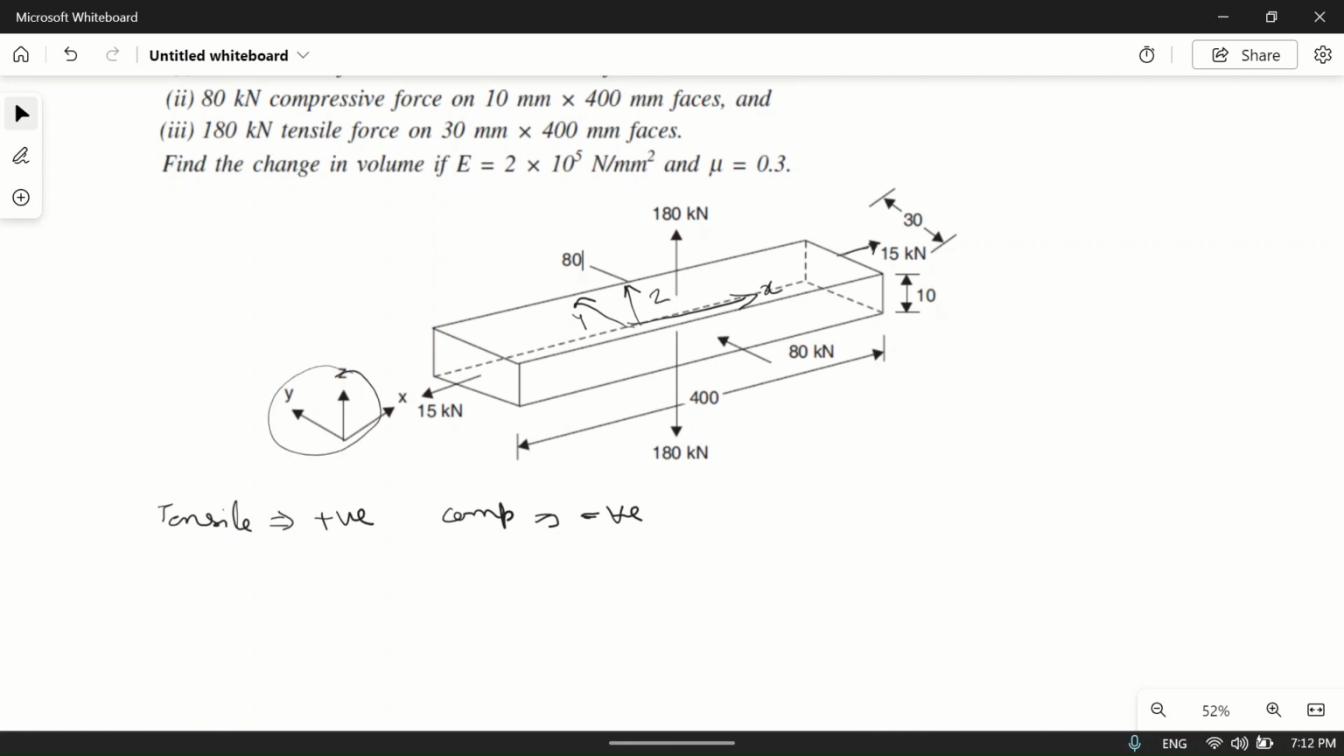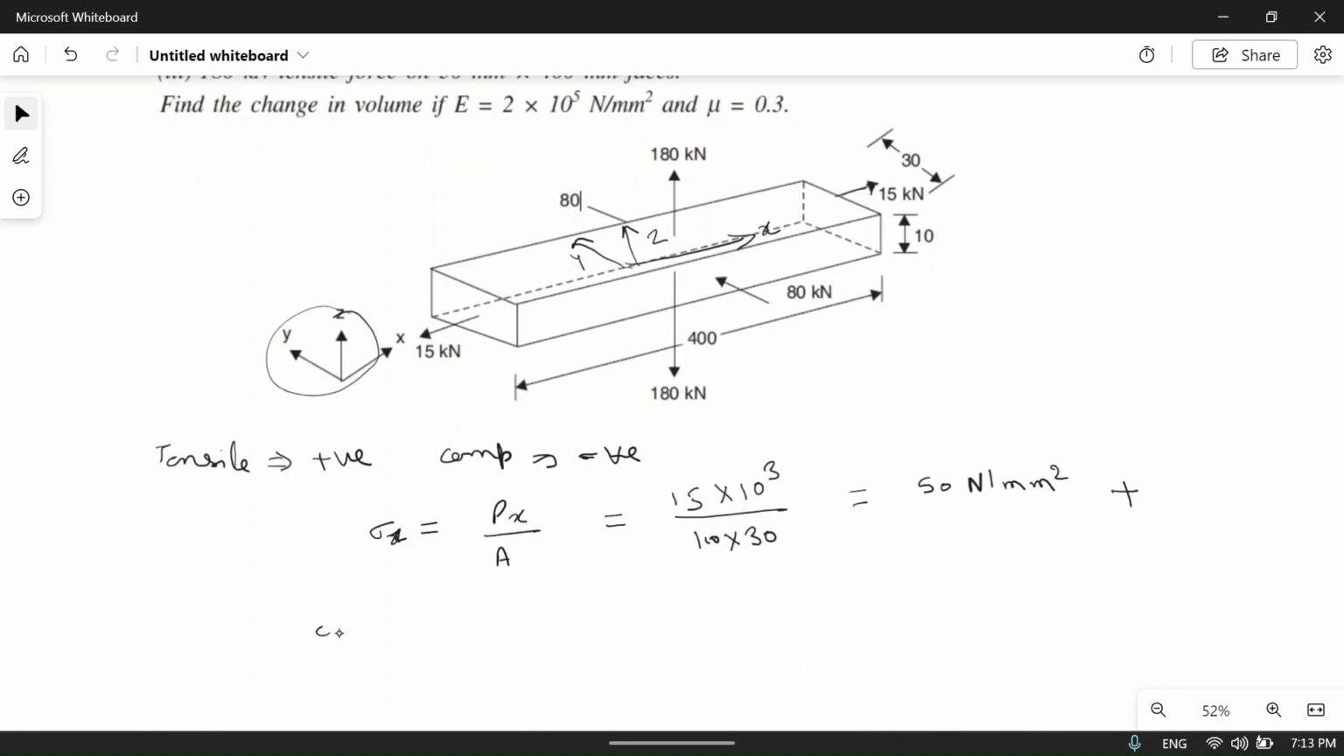So stress in x direction, sigma x, is equal to Px, the force in x direction, upon the area at which it is acting. Px is 15 kN, so 15 into 10 to the power 3, divided by area 10 into 30, which will be equal to 50 Newton per mm square, and it is plus because it is tensile.